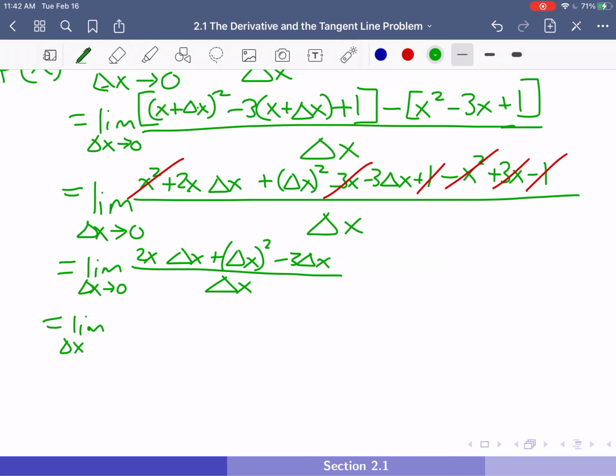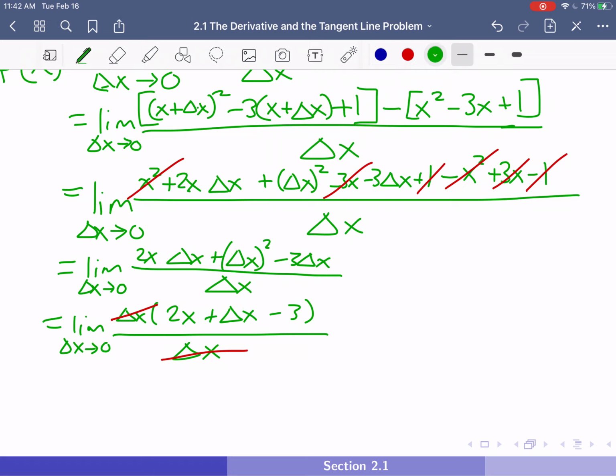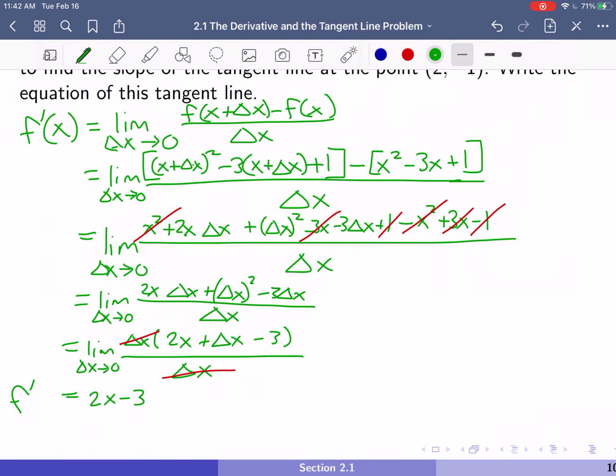So we can factor a delta x out of the top. And so if we factor a delta x out of the top, we're left with 2x plus delta x minus 3 all over delta x. So our delta x's there, those are going to cancel. And if we do direct substitution at this point in time, we get 2x plus 0, and so we can skip that, minus 3. That is our derivative.